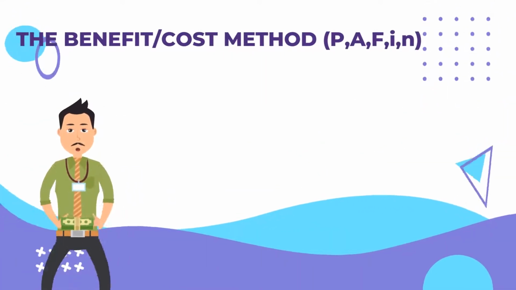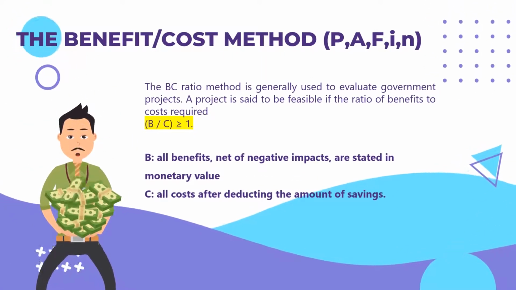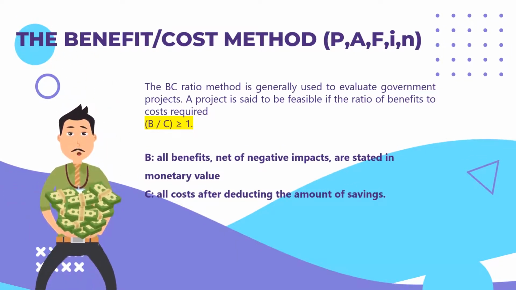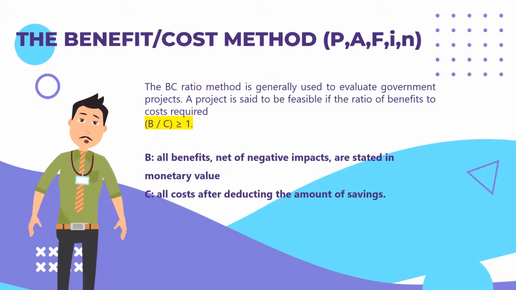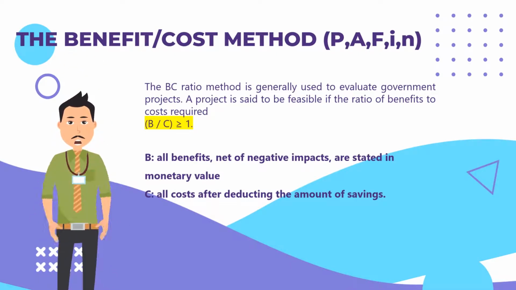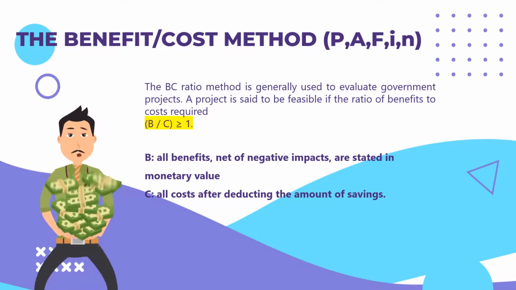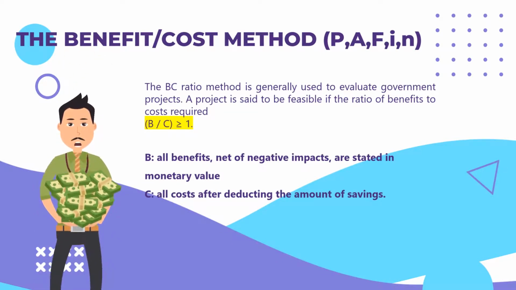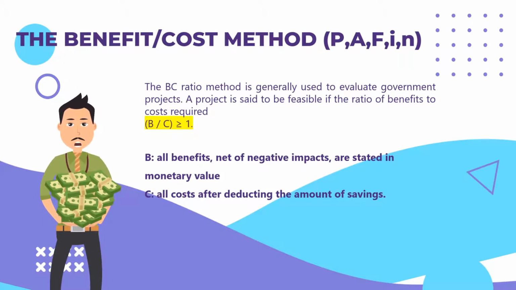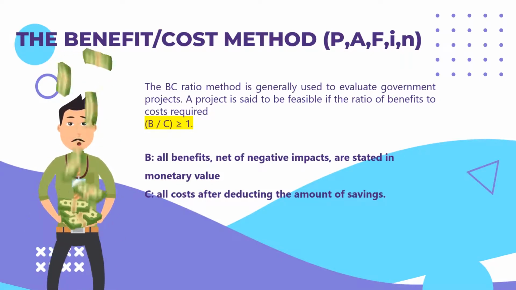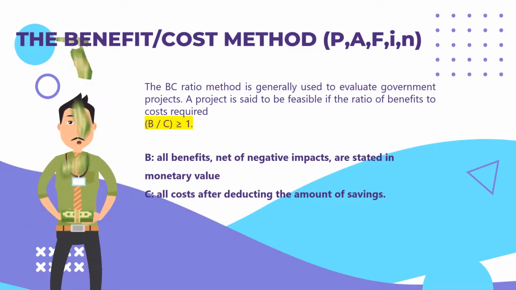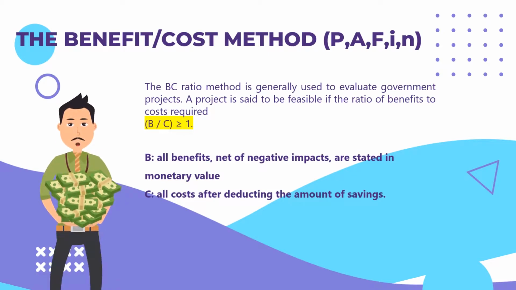The benefit or cost method. BC ratio, P, A, F, I, N. The BC ratio method is generally used to evaluate government projects. A project is said to be feasible if the ratio of benefits to costs, BC, is greater than or equal to 1. B: all benefits, net of negative impacts, are stated in monetary value. C: all costs after deducting the amount of savings.